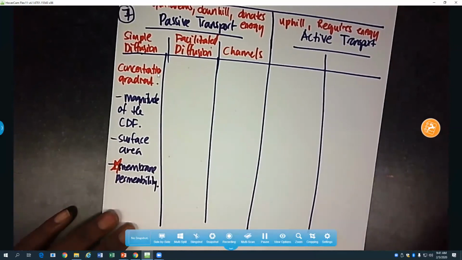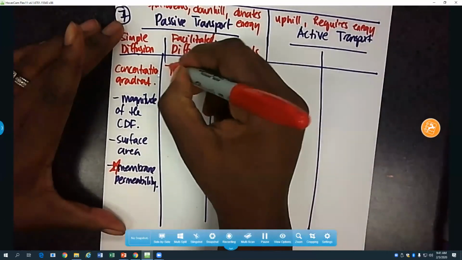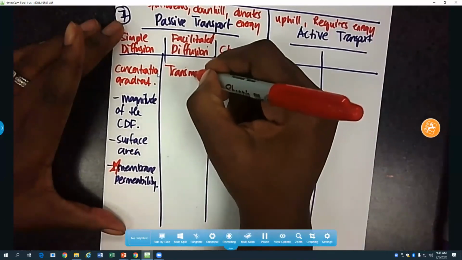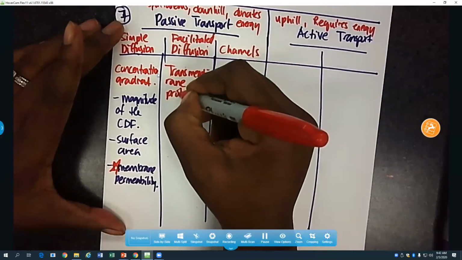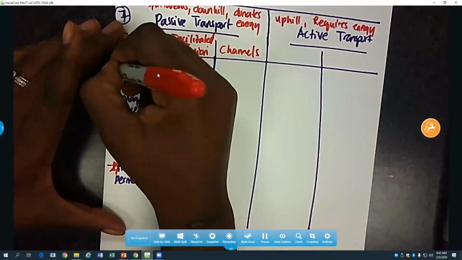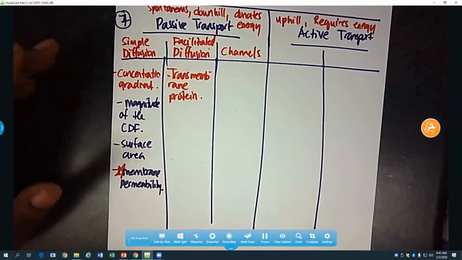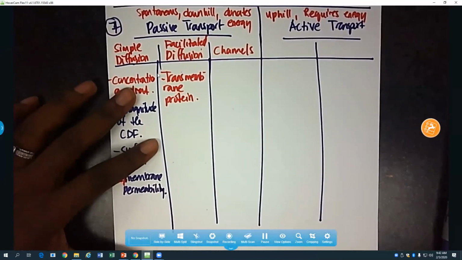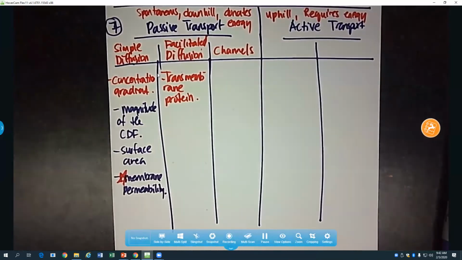For facilitated diffusion, this was pretty straightforward. We said that transmembrane proteins were required. This was also passive, so also along the concentration gradient. We talked about the specificity of those carriers and some factors that influence the rate of facilitated diffusion, such as having more carriers, having a higher affinity, and so on and so forth.